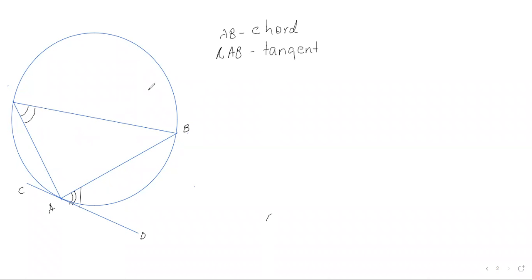Now, the examiner will give you 4 to 5 marks for this proof here. From here, we are going to draw a diameter. From here, we draw a diameter to pass through the center of a circle. And from here, we'll draw a line going this way here.